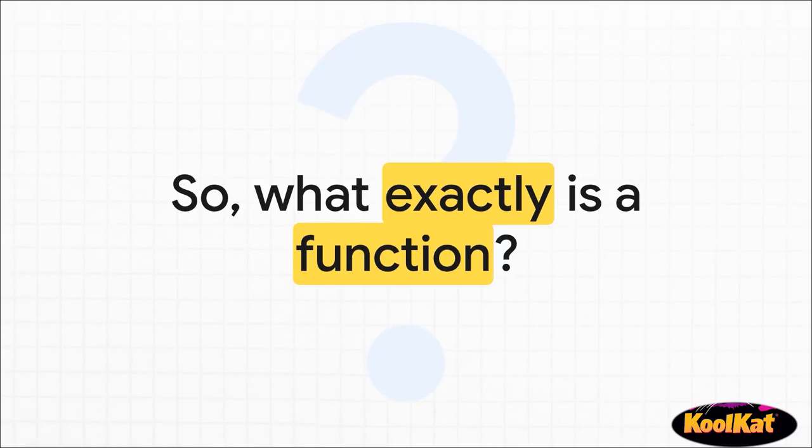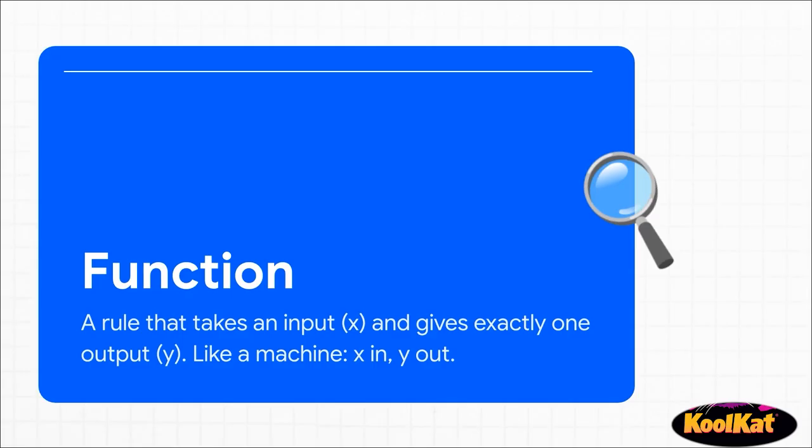So what even is a function? If we strip away all the textbook language, what are we really talking about here? It's simple. A function is just a rule. That's it. The best way to think about it is like a machine. You put a number in one side, that's your input, your x. The machine does something to it based on its rule, and it spits out exactly one number on the other side. That's your output, your y.